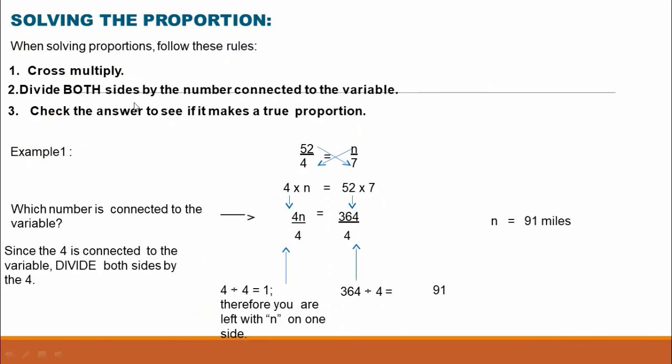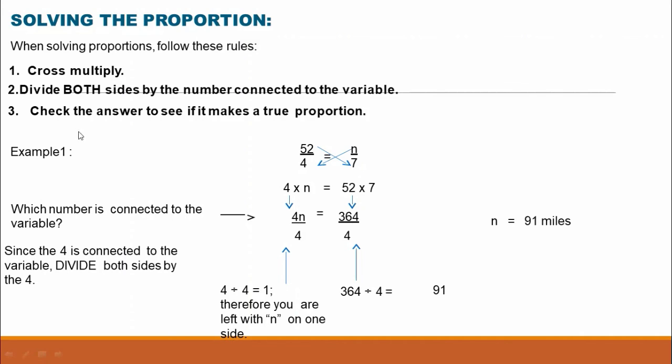Now, solving a proportion. How to solve a proportion? As I have already told you, first of all use cross multiplication, then divide both sides by the number connected to the variable, and then check the answer to see if it makes a true proportion. For example, in this example we have two ratios in proportion. 52 divided by 4 is the first ratio of quantity and n divided by 7 is the second ratio of quantity. n is the unknown quantity value.